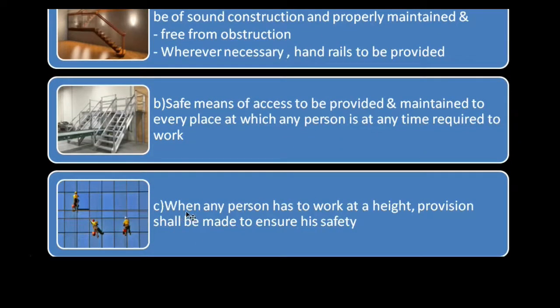Clause C. When any person has to work at a height, provision shall be made to ensure his safety. Whenever a person is working at a height, it should be ensured that they work safely. So there might be scaffolding or a platform provided, and even PPE such as a helmet, safety belt, etc. With this, we'll move on to our next section.